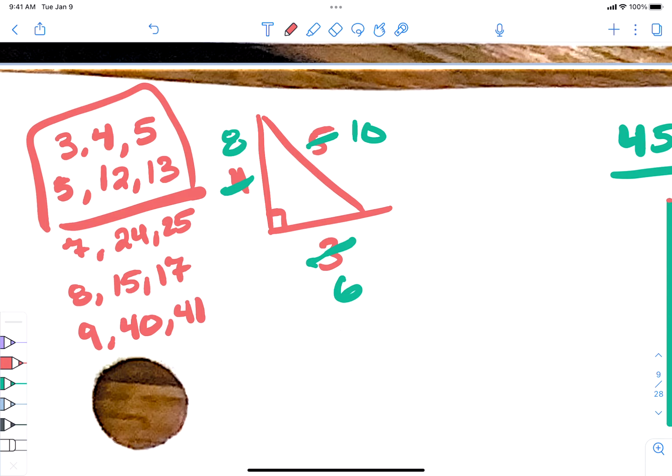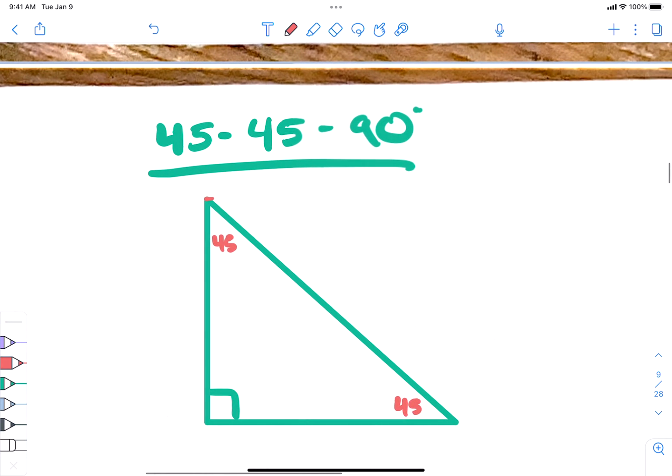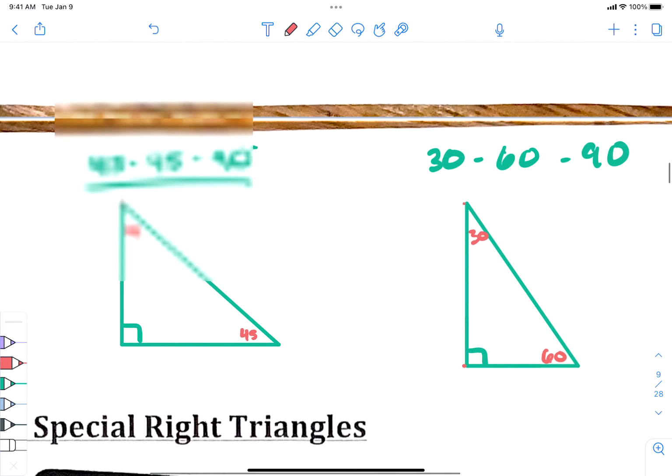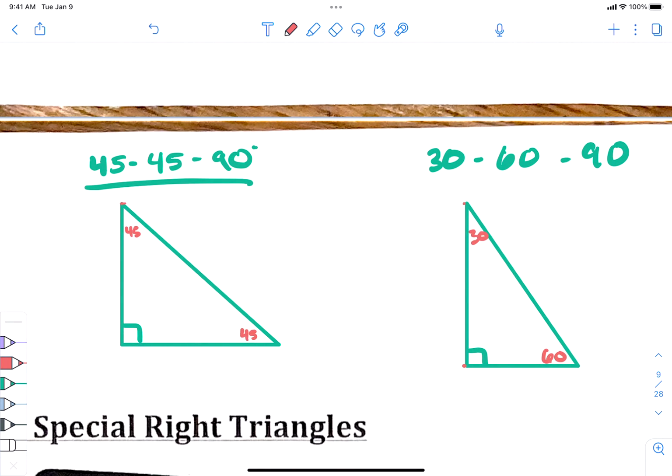Tons of time, okay? Now we're going to talk about different special triangles, which are a 45, 45, 90 and a 30, 60, 90. So here's what I want you to do. This is going to be your cheat sheet. Write these at the top of your paper, and then we will label them, and I'll show you how these work. I'll give you a second to do that.